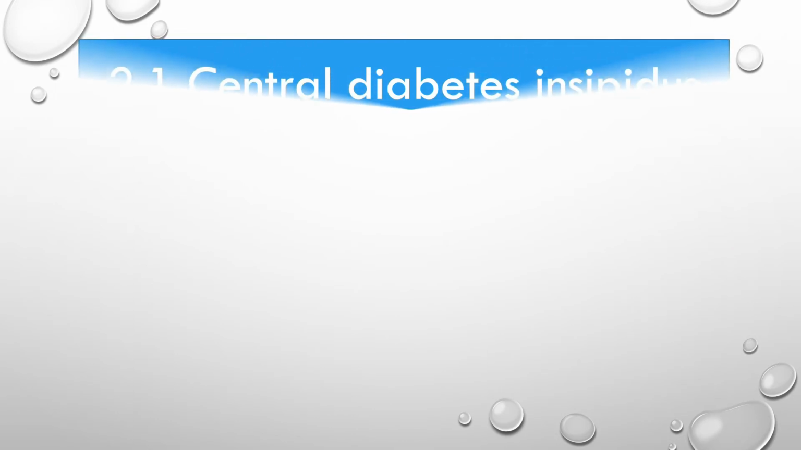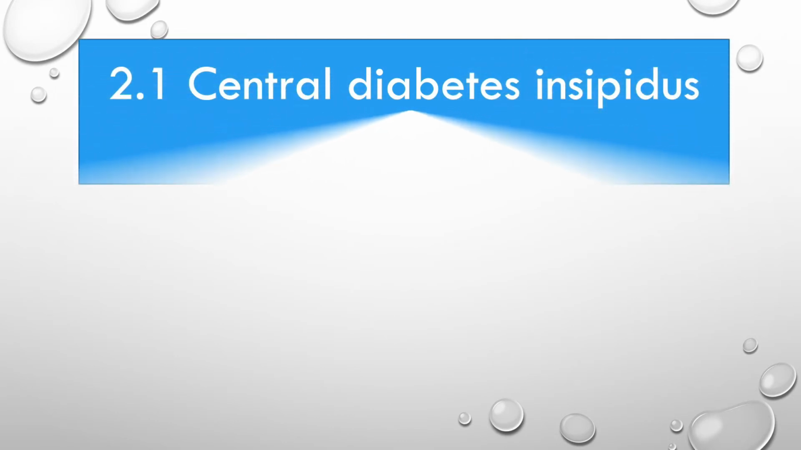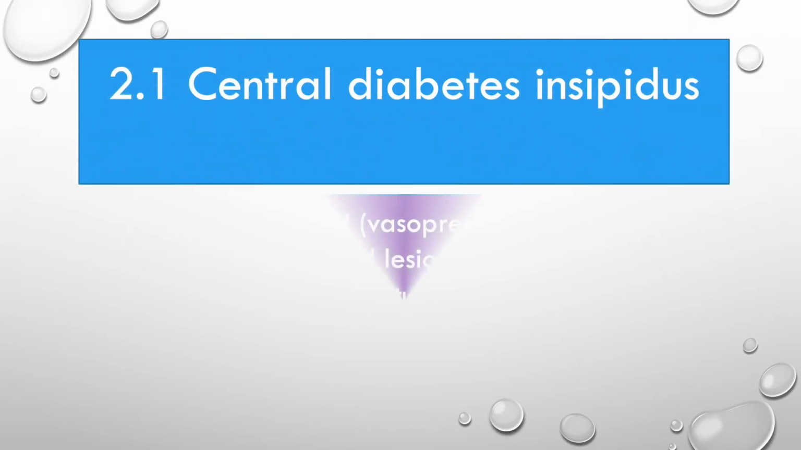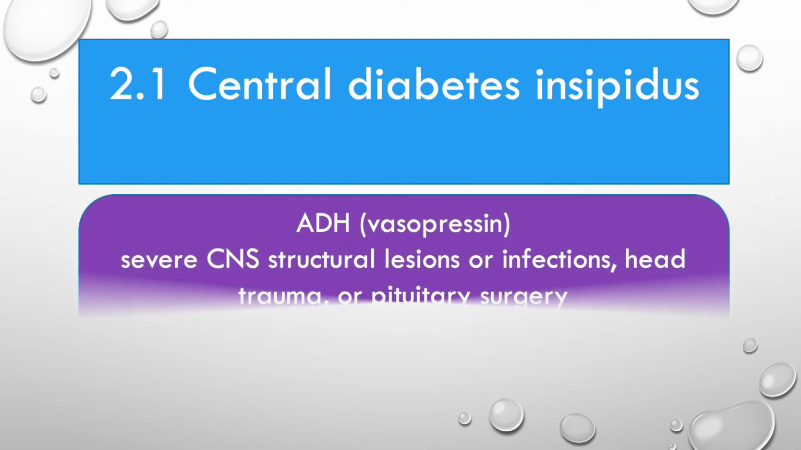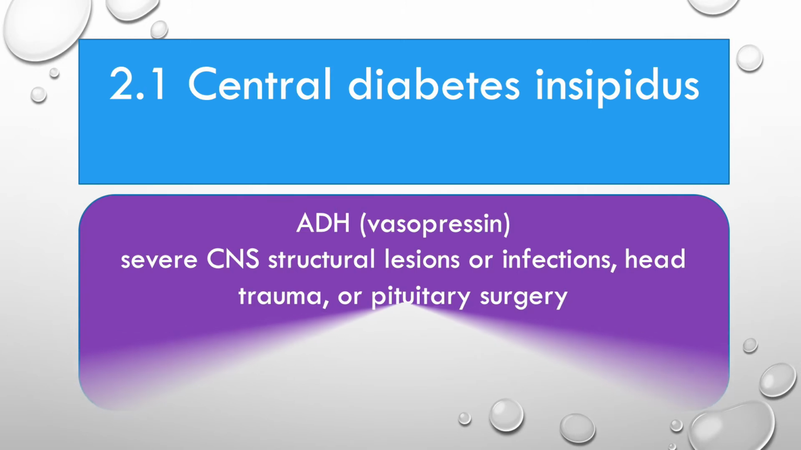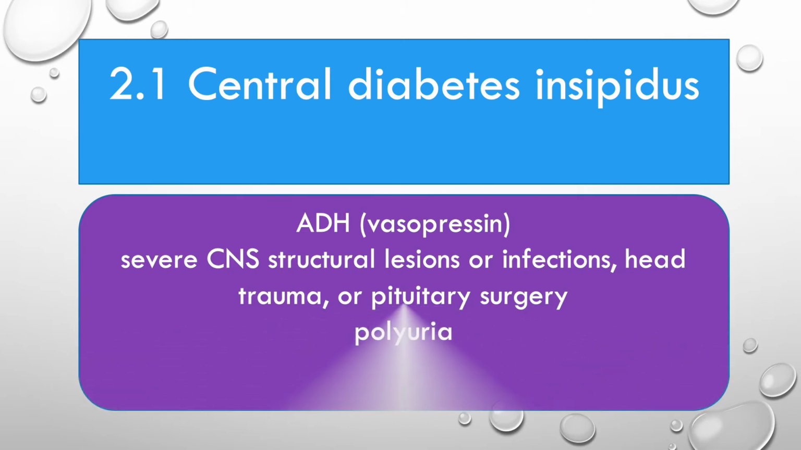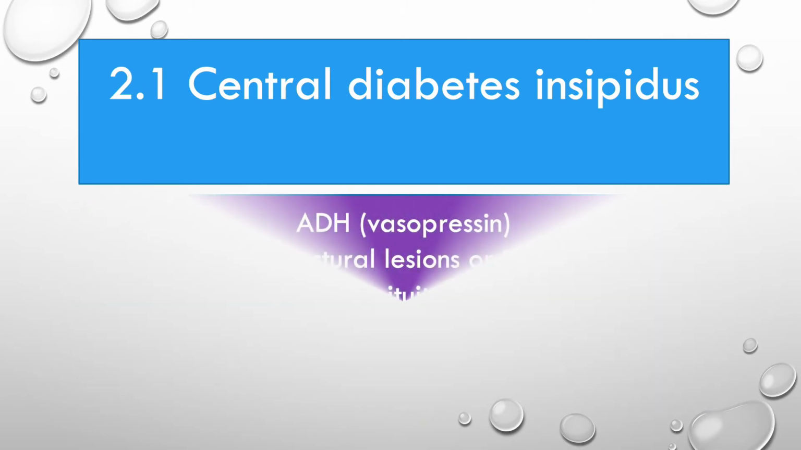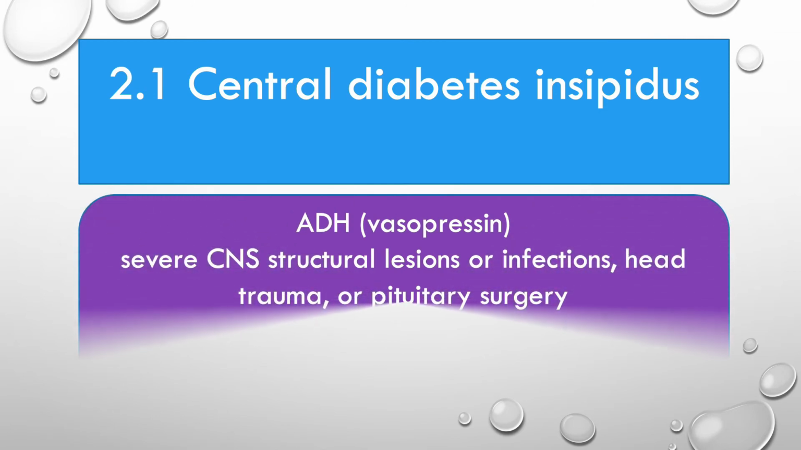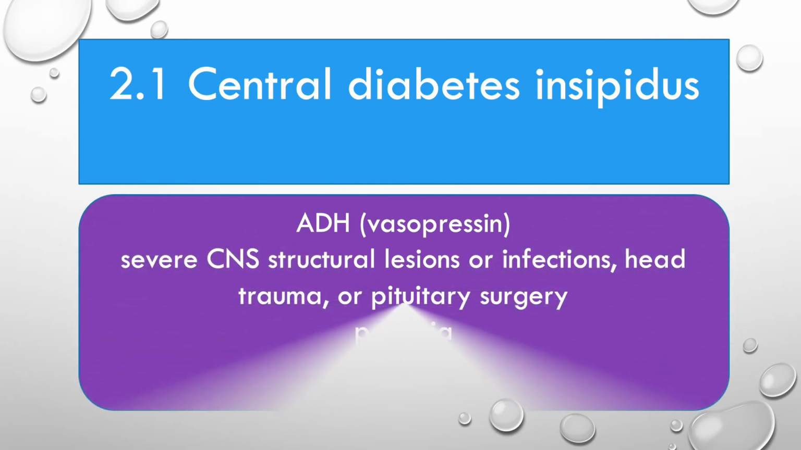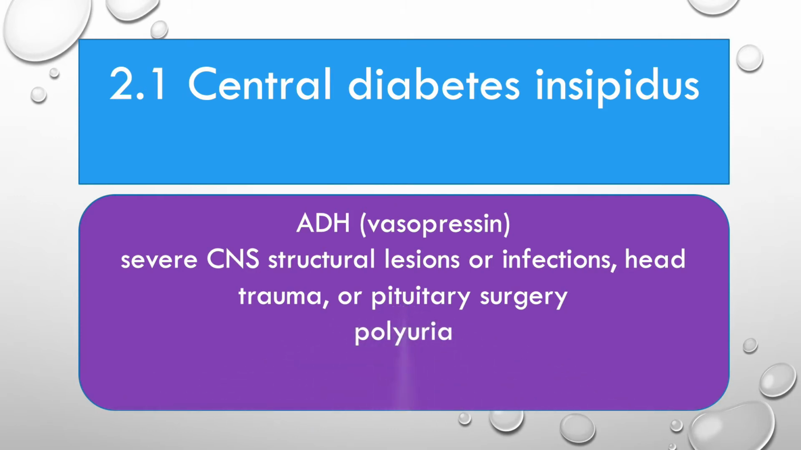Central diabetes insipidus is due to deficiency of ADH. It is associated with severe CNS structural lesions or infections, head trauma, or pituitary surgery. The onset of polyuria may be abrupt, with large urine volumes. Vasopressin will result in a significant decrease in urine volume and an increase in urine osmolality.